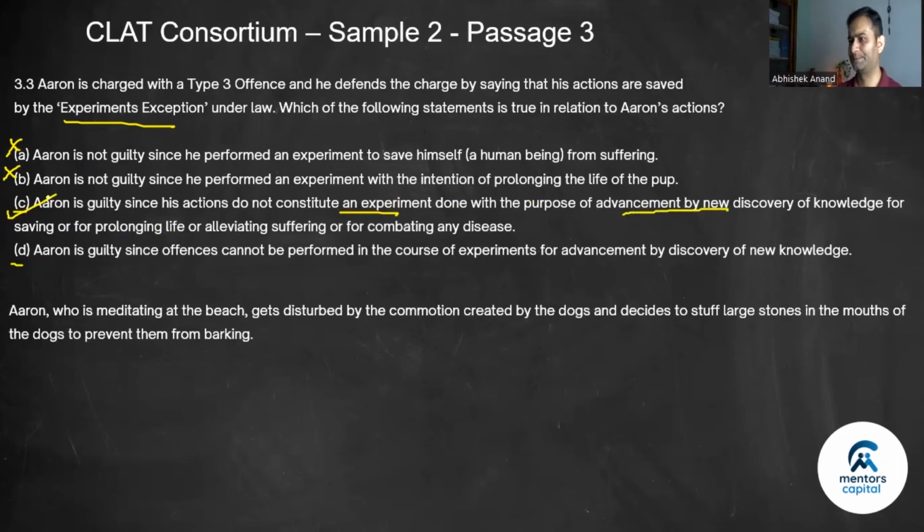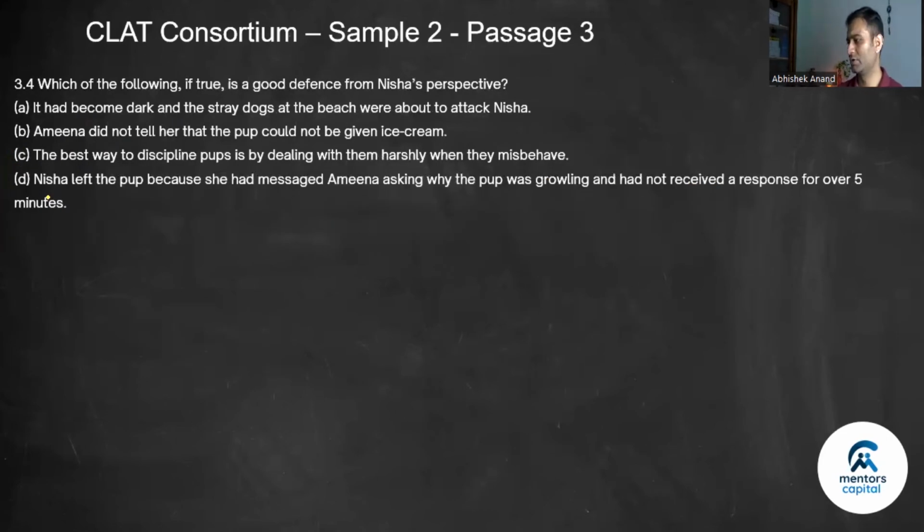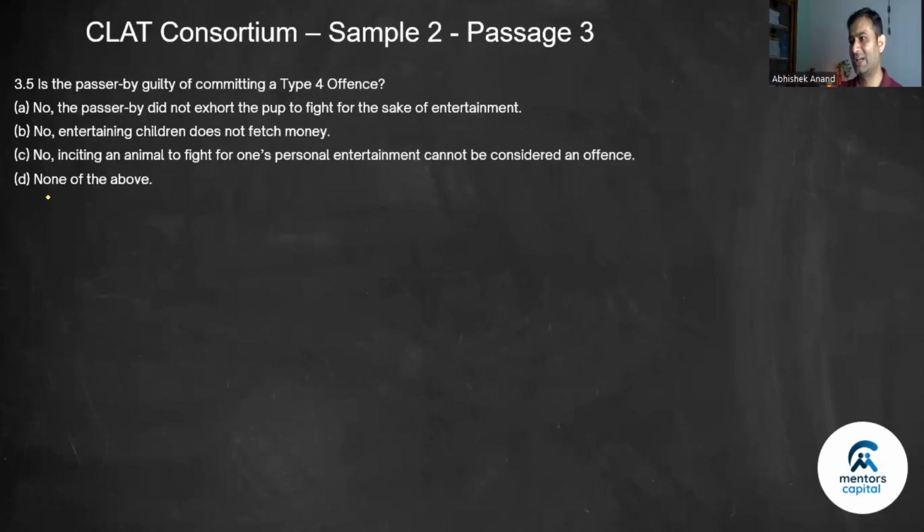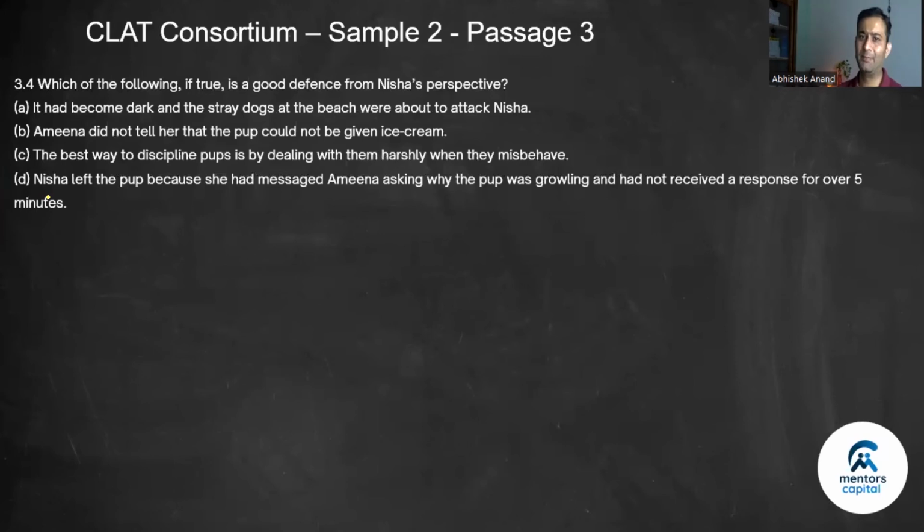So yeah, 3.4. Which of the following, if true, is a good defense from Nisha's perspective? So she just has to give a logic for abandoning, right, which could be accepted. Let's look at the first one. It had become dark and the stray dogs at the beach were about to attack Nisha. Possible. Let's look at other options. This gives a rationale: I got afraid and that's why I had to run. Not a very sound rationale, but we'll have to compare it with the other choices.